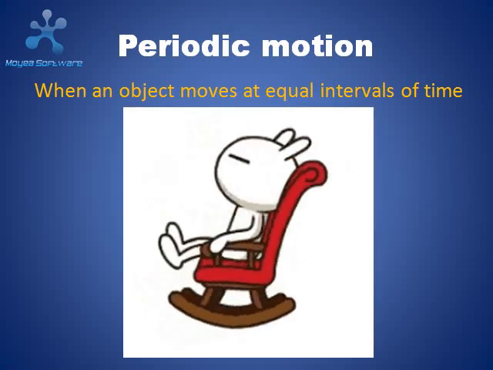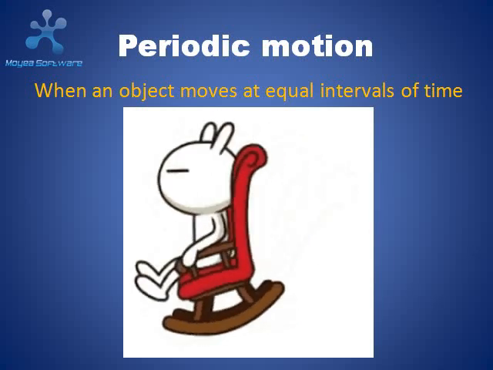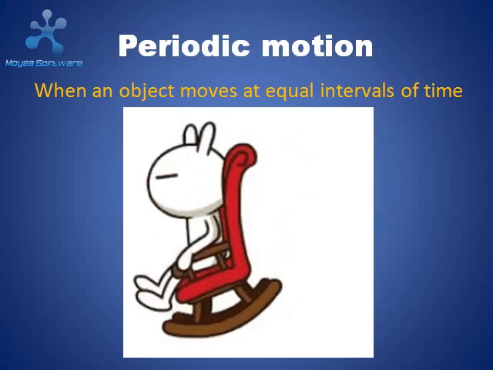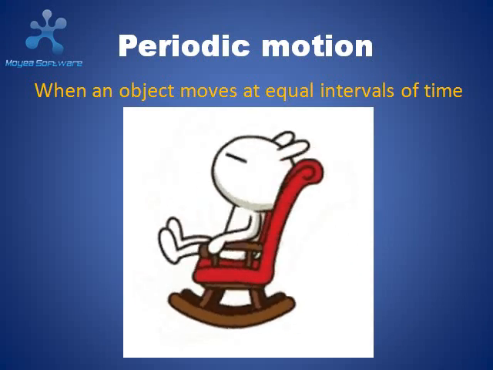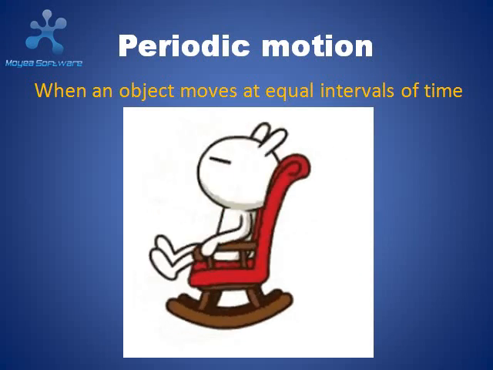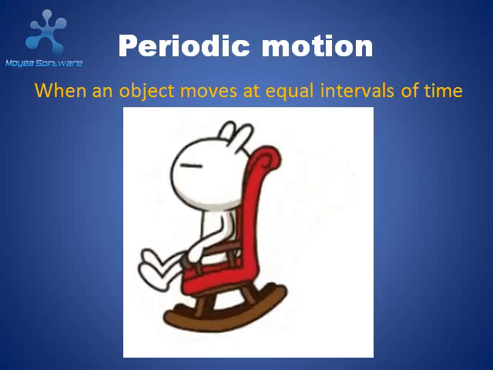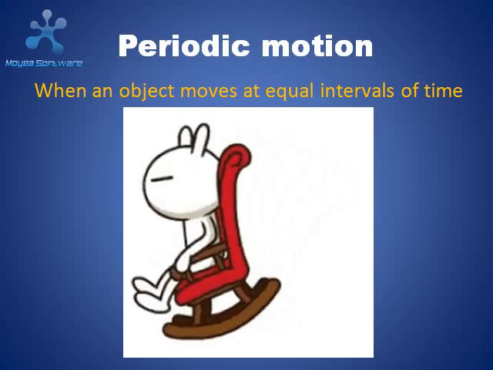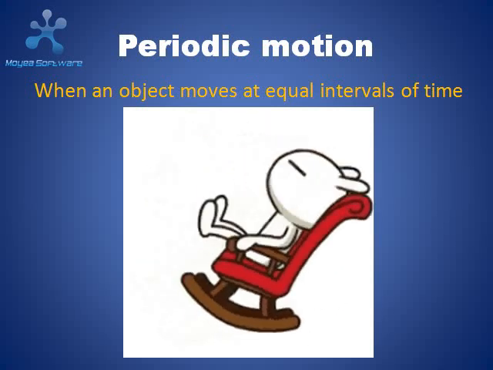Another example for periodic motion is the rocking chair. We move frontwards and backwards in a rocking chair if we put equal force each time. Hence we can say that a rocking chair also comes under periodic motion.